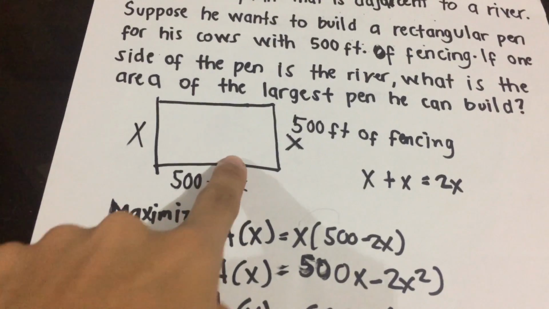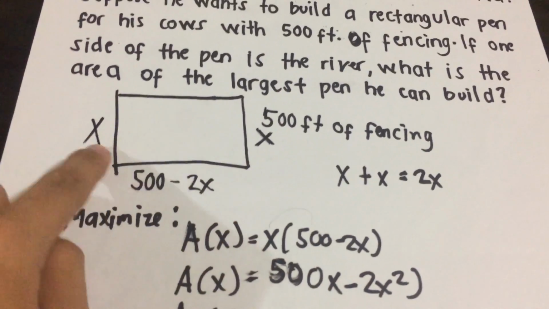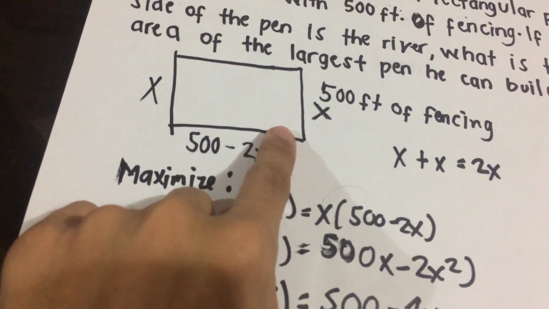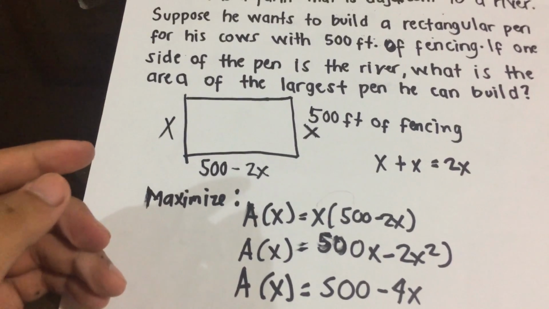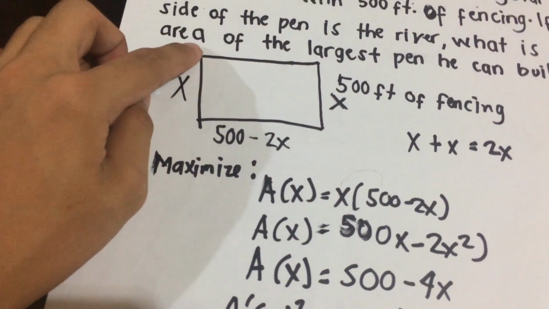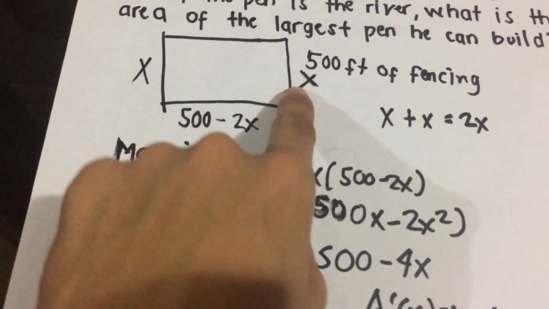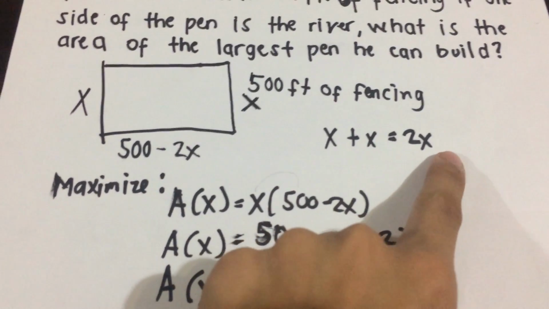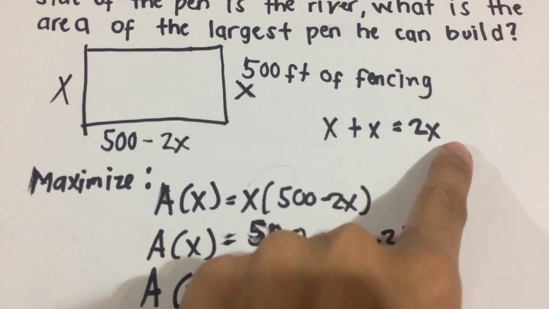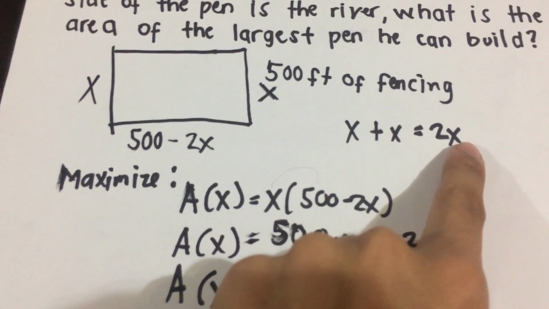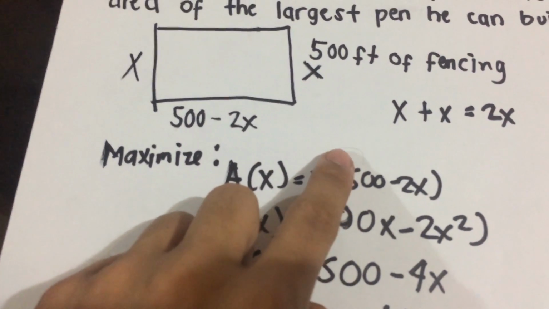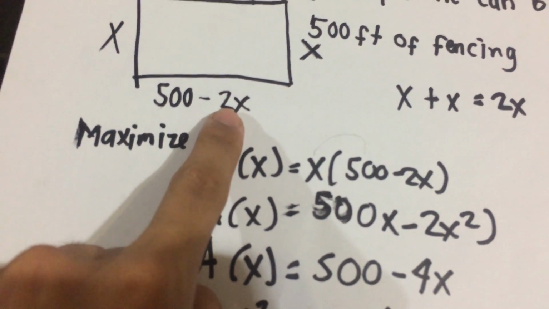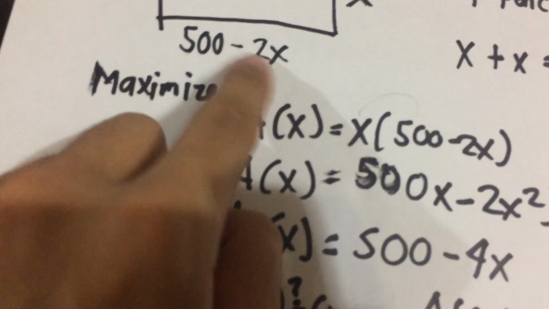So I just made a little equation here to represent the situation. I don't really know what the dimensions are, so I call this width x, and I add this 1 plus 1 is equal to 2x. So this uses 2x of the 500 feet of fencing. So the remaining amount of fencing is 500 minus 2x. You have to take away the 2x.